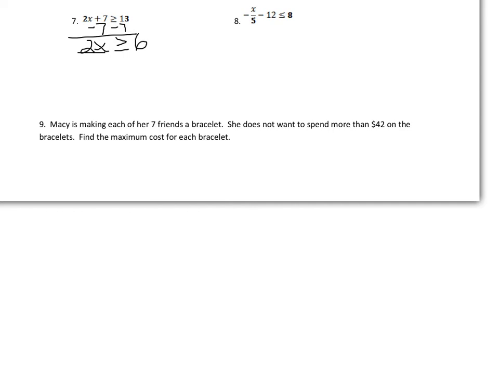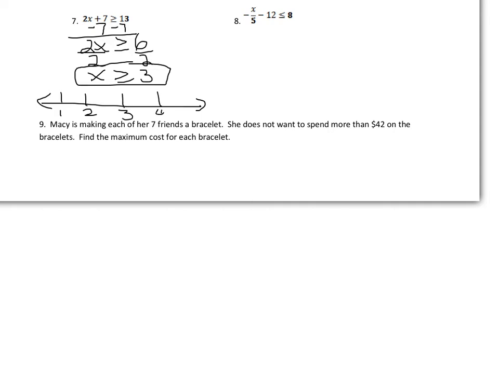Then we're going to divide by 2, and again do that on both sides. We don't need to flip here, we're dividing by a positive, so it's going to be x is greater than or equal to 3. So any number, if you plug it in, that's greater than or equal to 3 will work in this inequality. So if we graph this on a number line, we could go 1, 2, 3, 4, and 5. Now this is or equal to, so we're going to have a closed circle on 3. And x is greater than or equal to 3, so we're going to have our arrow to the right.